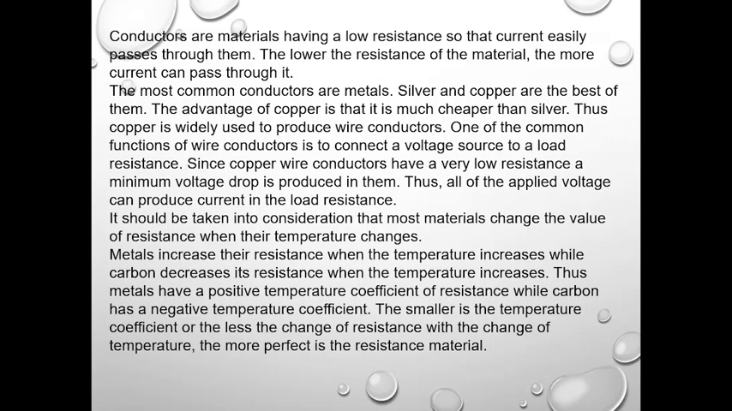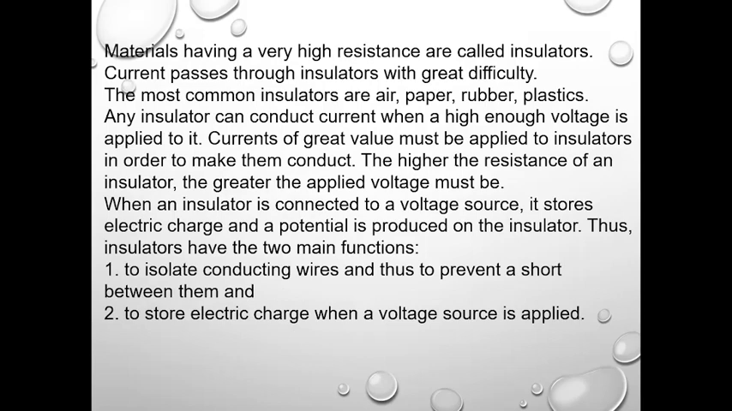It should be taken into consideration that most materials change the value of resistance when the temperature changes. Metals increase their resistance when the temperature increases, while carbon decreases its resistance when the temperature increases. Thus, metals have a positive temperature coefficient of resistance, while carbon has a negative temperature coefficient. The smaller the temperature coefficient, or the less the change of resistance with the change of temperature, the more perfect is the resistance material.